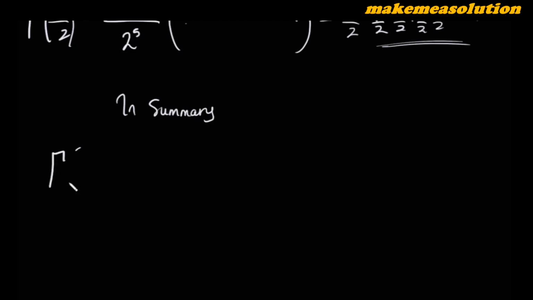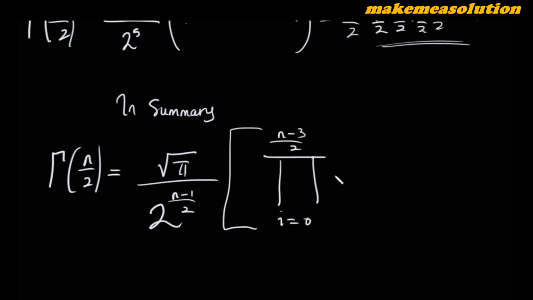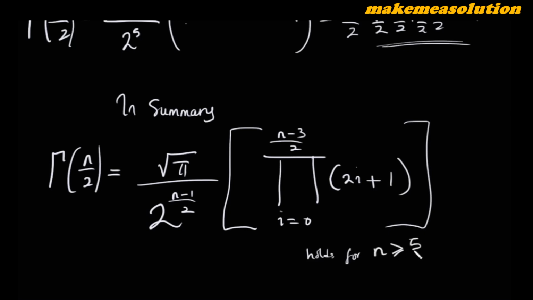gamma of n over 2 is given to us as root pi divided by 2 raised to the power of n minus 1 over 2, multiplied by pi, which is the product operator from i equal to 0 down to n minus 3 over 2, of 2i plus 1. This formula holds; you can use it for values of n greater than or equal to 5.